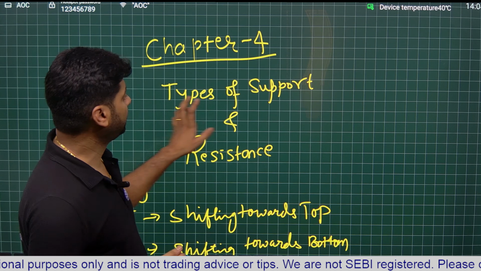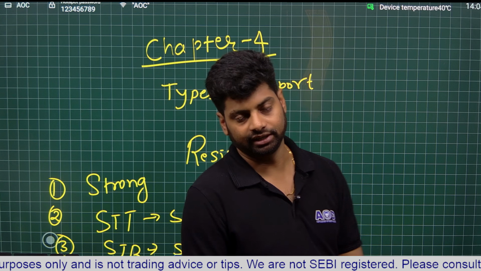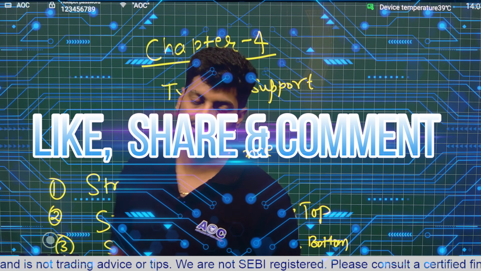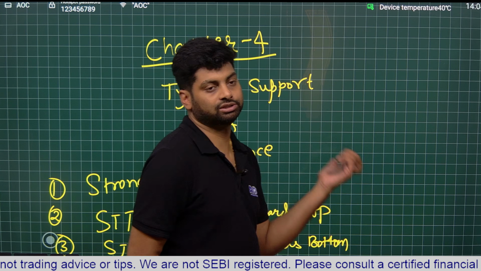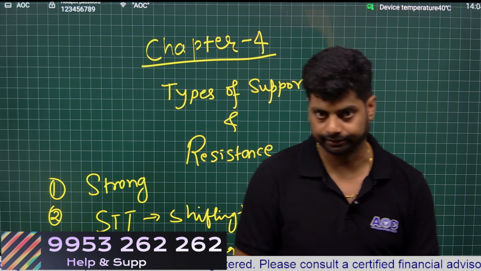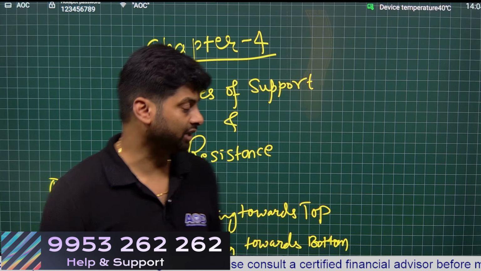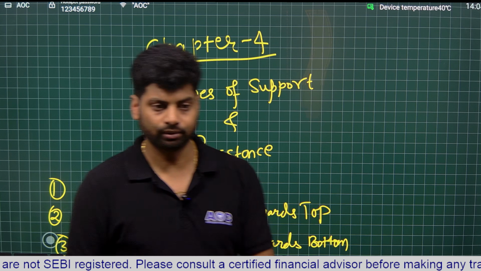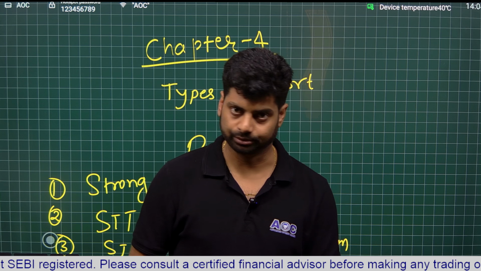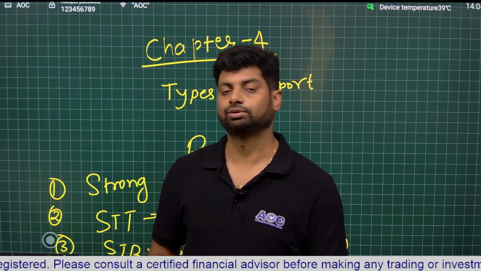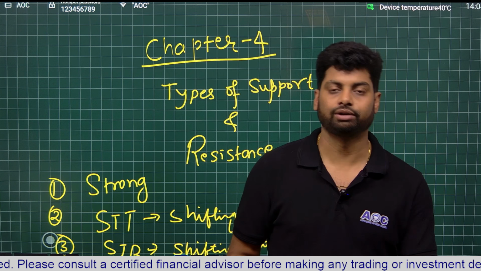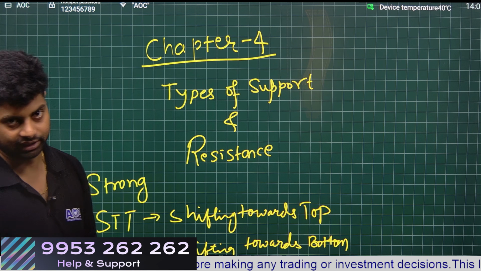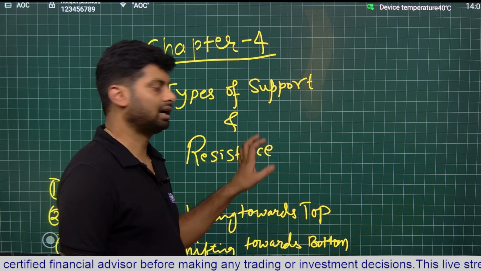In this chapter, we'll learn what the types of support and resistance are and how to identify them, and in the next chapter, we'll learn how to use this knowledge to place a trade. In previous chapters, we have already learned what support and resistance are, how they are formed, and how to identify them. If you haven't watched those previous videos, please go and watch chapters 2 and 3 to understand what support and resistance are in terms of options data.